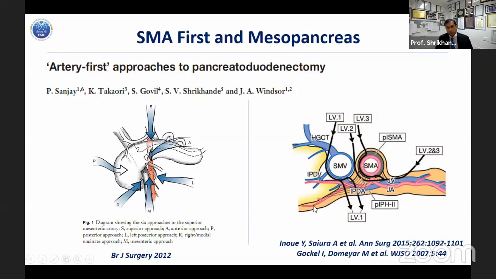tissue also comes out. This is important as we strive for R0 resections, which are now possible thanks to modern chemotherapy. And the game changer has been obviously modified FOLFIRINOX since it's come into the adjuvant platform a few years ago in management of pancreatic cancer.